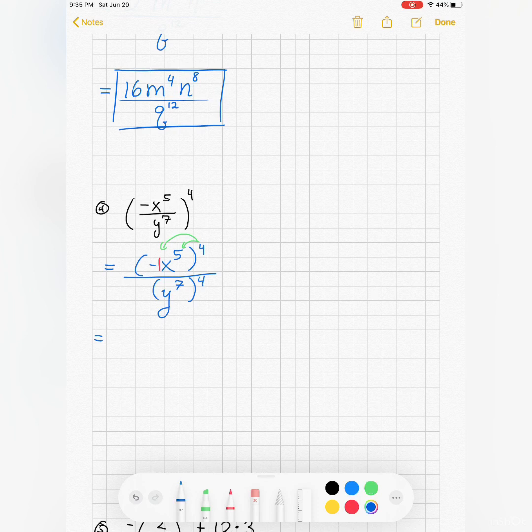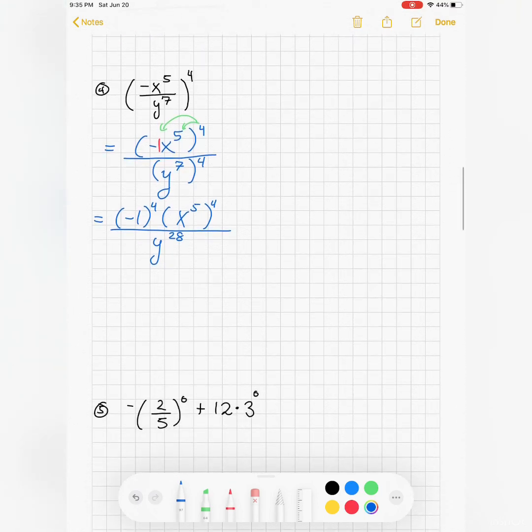So what I arrive at, let's see, I have negative 1 to the 4th, x to the 5th to the 4th. And then power to a power, so multiply: y to the 28th. Okay, negative 1 to an even power is positive 1, x to the 20th. So x to the 20th over y to the 28th.